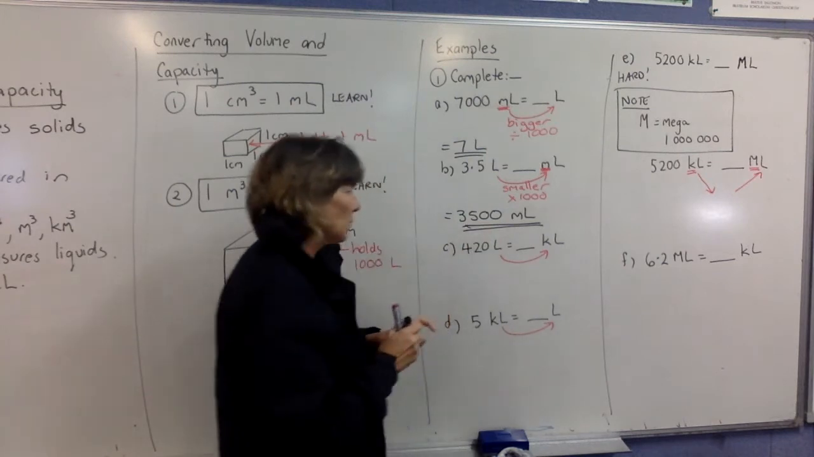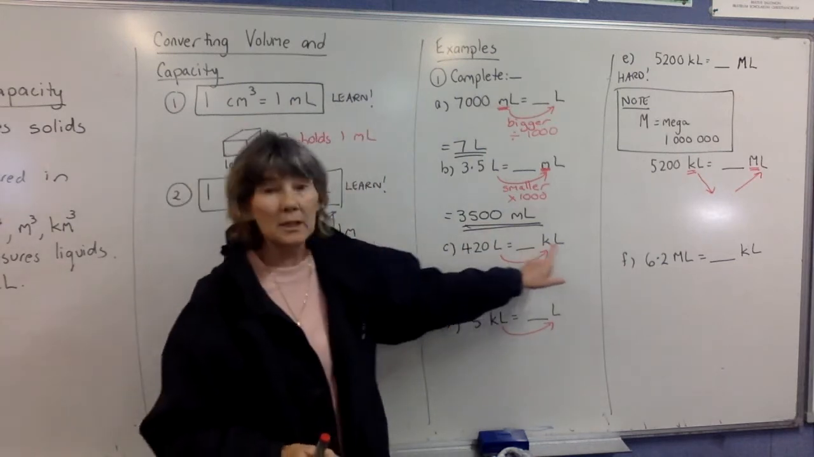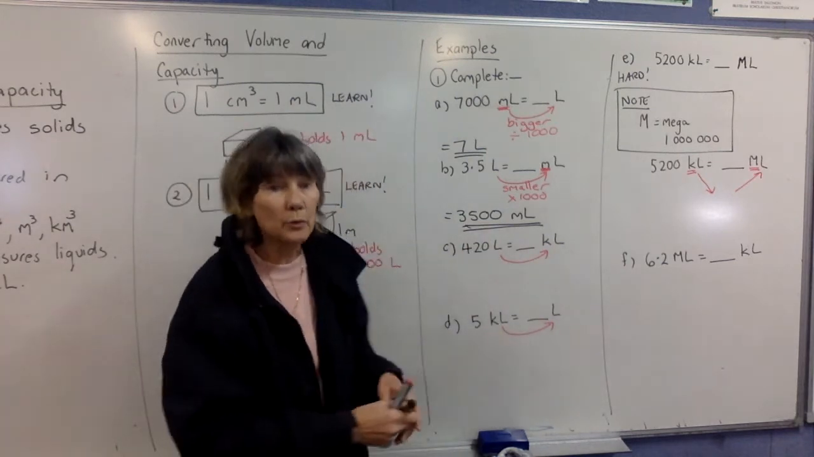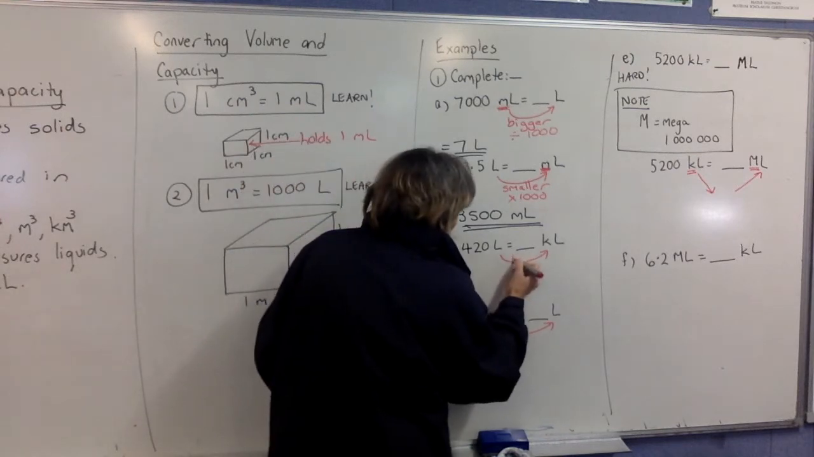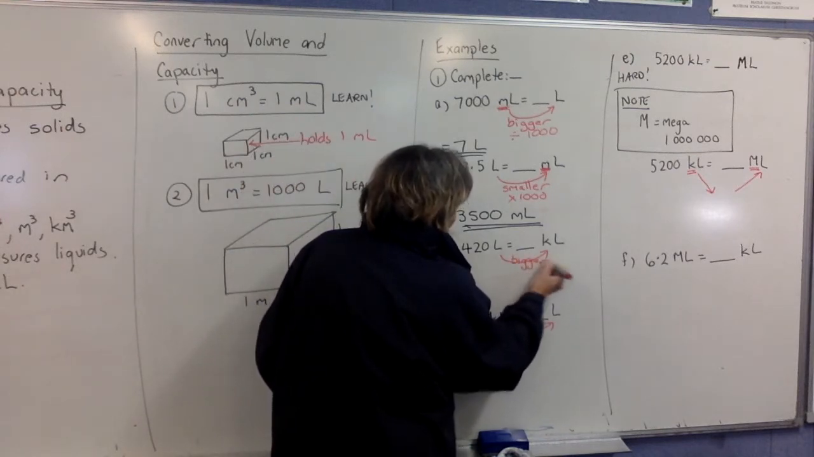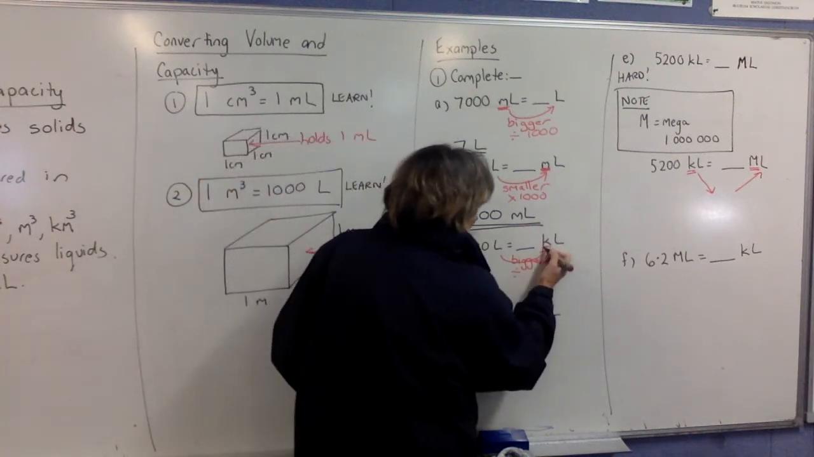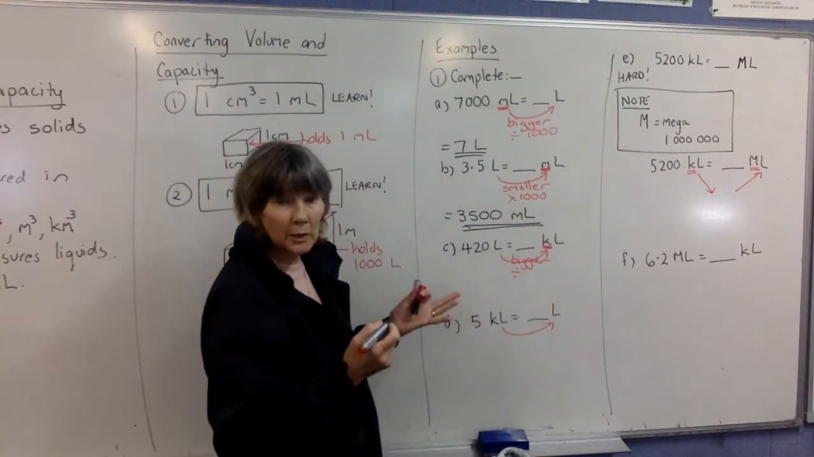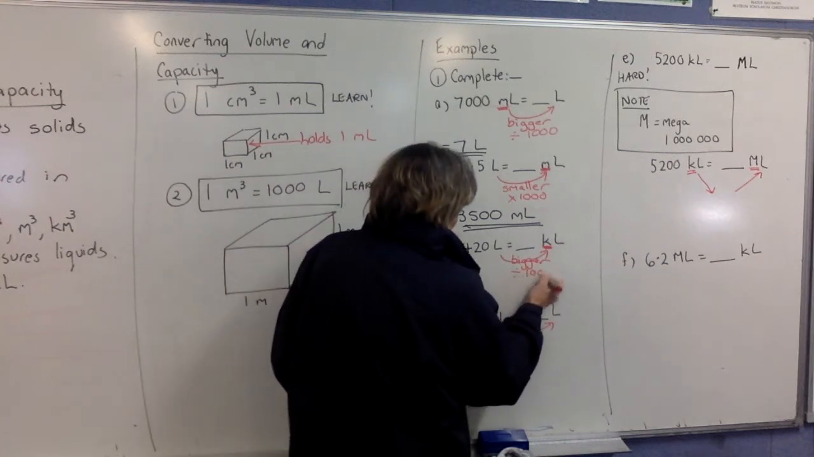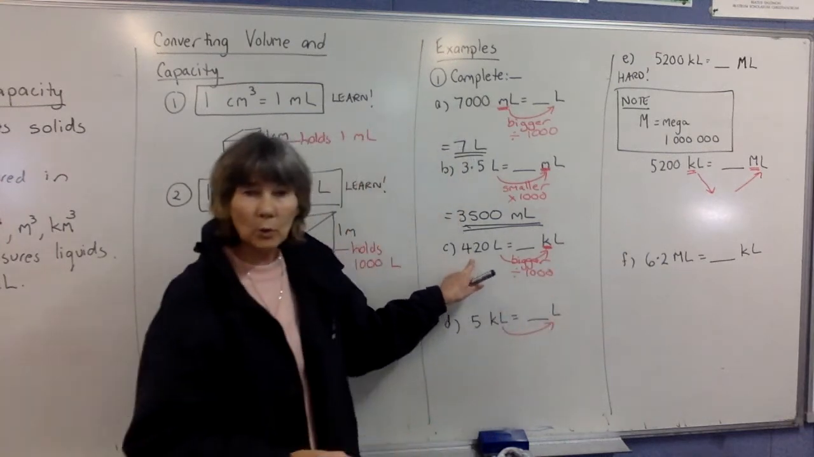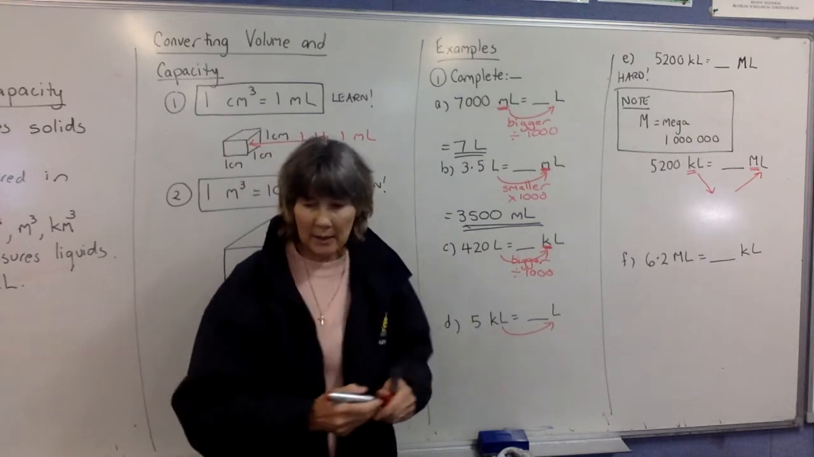Okay, let's have a look at the next one. We're going from litres to kiloliters. A kiloliter is really big, so we're going to a bigger unit. So we're going to divide. And this time we look for our prefix, and here it is. It's kilo. And kilo also is 1,000. So we're going to do 420 divided by 1,000.